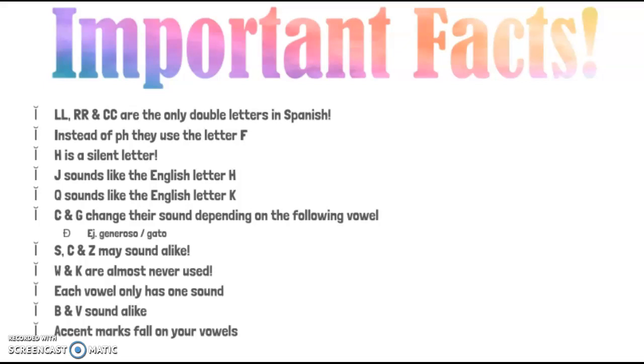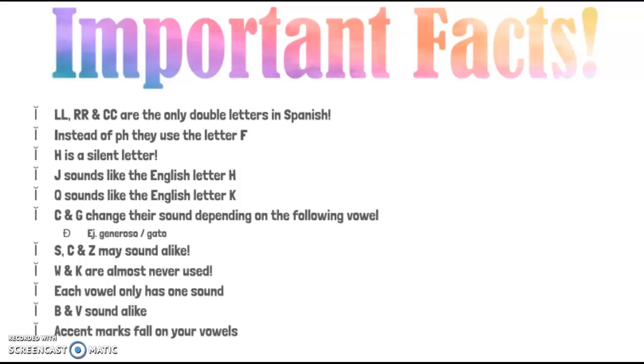Another fact is that the letters C and G change their sound depending on the following vowel. So depending upon which vowel comes after the letter will depend upon how the letter is pronounced. For example, we have 2 different words. We have generoso versus gato. So notice in generoso, the G sounds like an H because the E is following it. But in the word gato, it sounds like a normal G sound because there is an A following it.